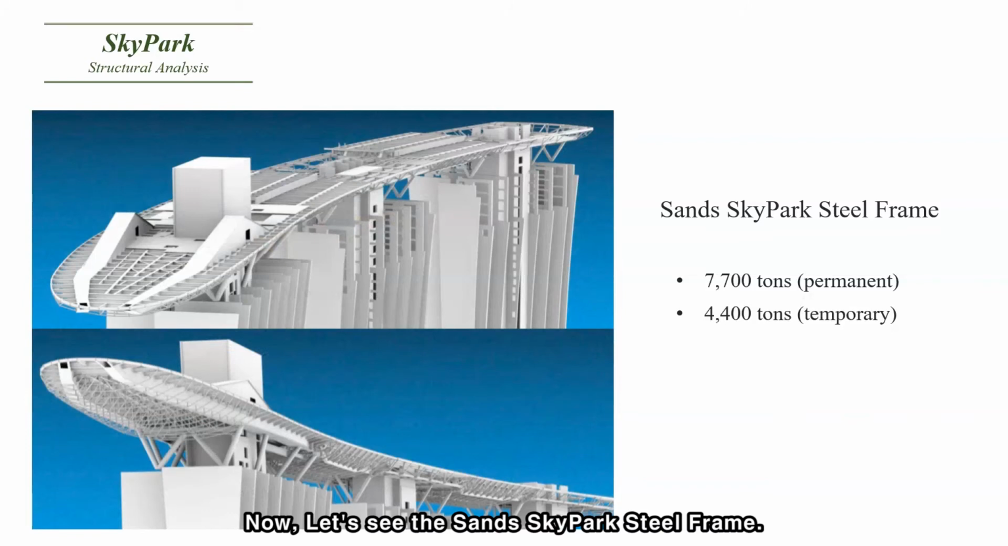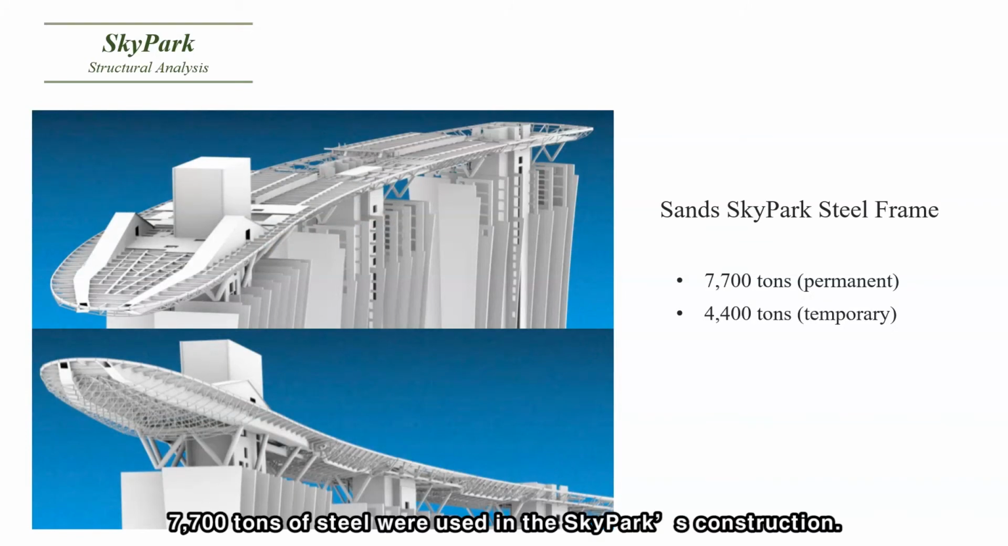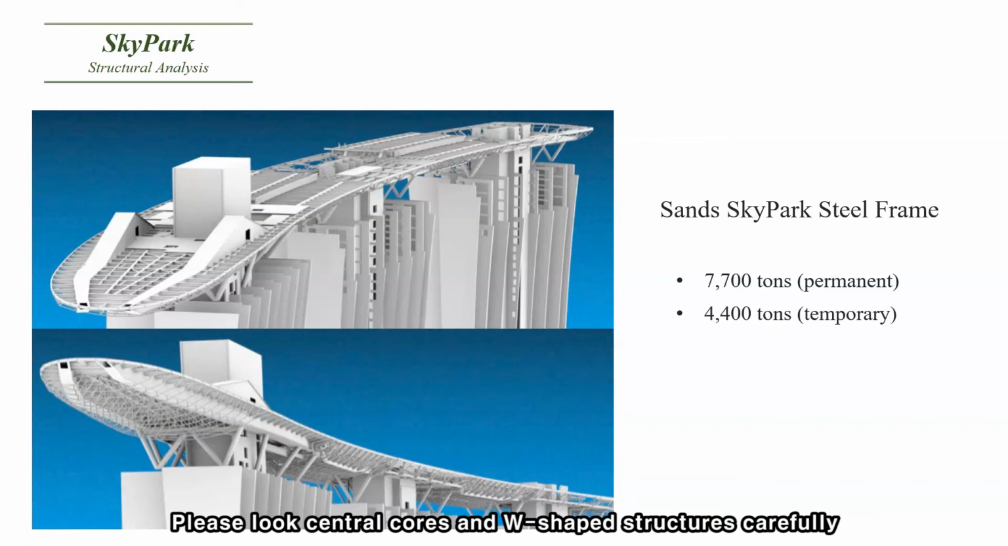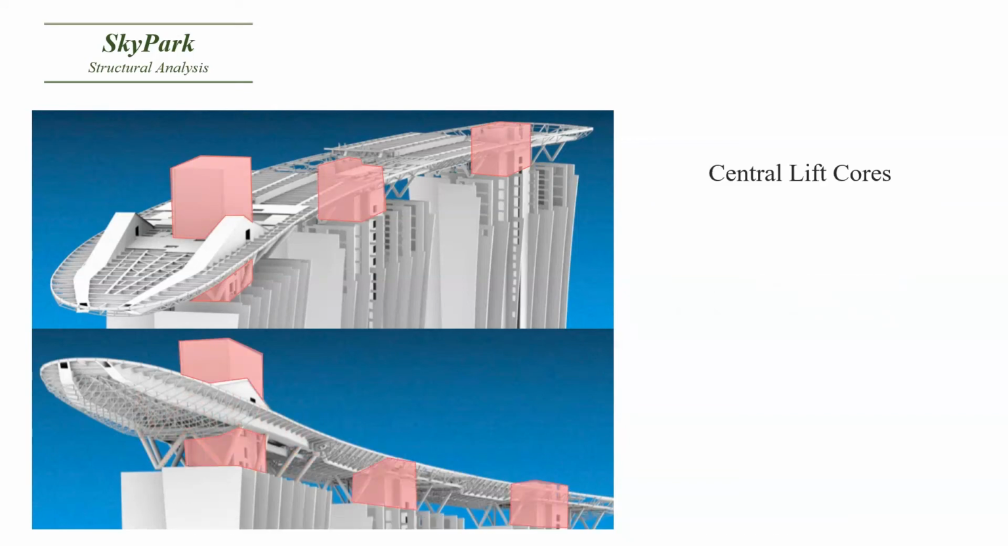Now, let's see the Sands Skypark steel frame. 7,700 tons of steel were used in the Skypark's construction. Also, 4,400 tons of temporary steelwork were used. Please look at the central cores and W-shaped structures carefully.